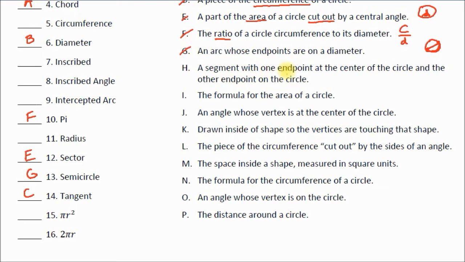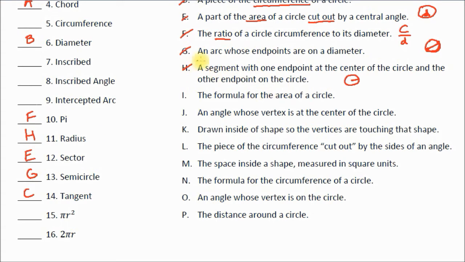H, a segment with one end point at the center and the other on the circle. Well, that would be clearly a radius. Hope you guys see that. In many cases, just drawing the diagram will help you narrow down the answer. I don't like that H. Let's fix that. There we go.